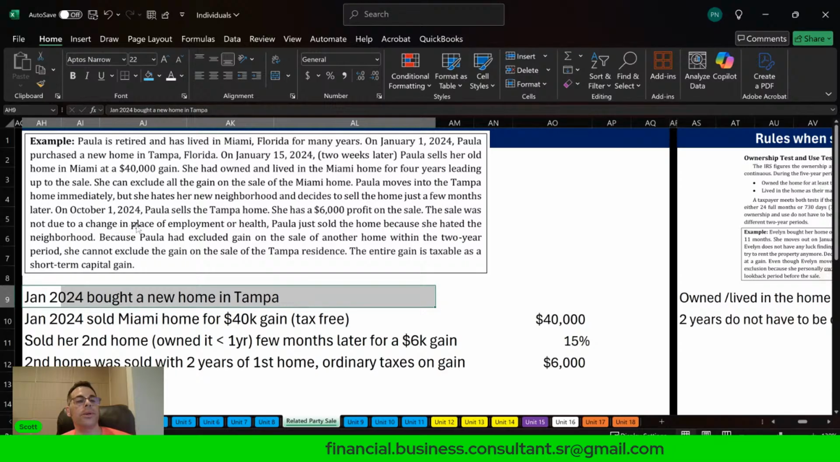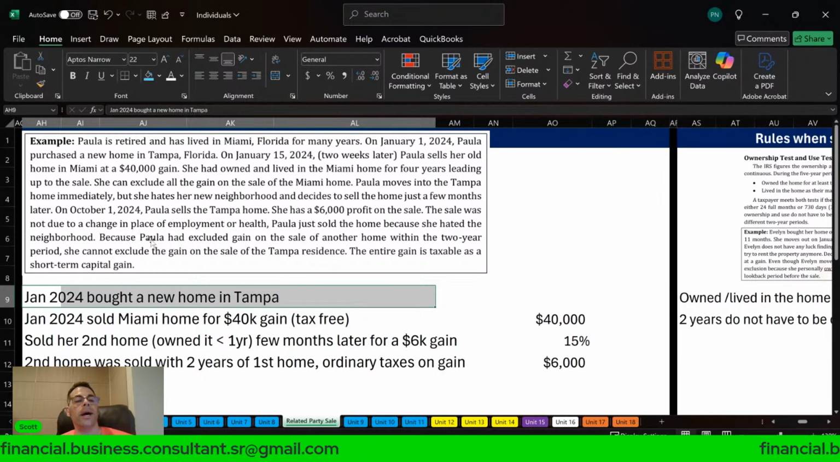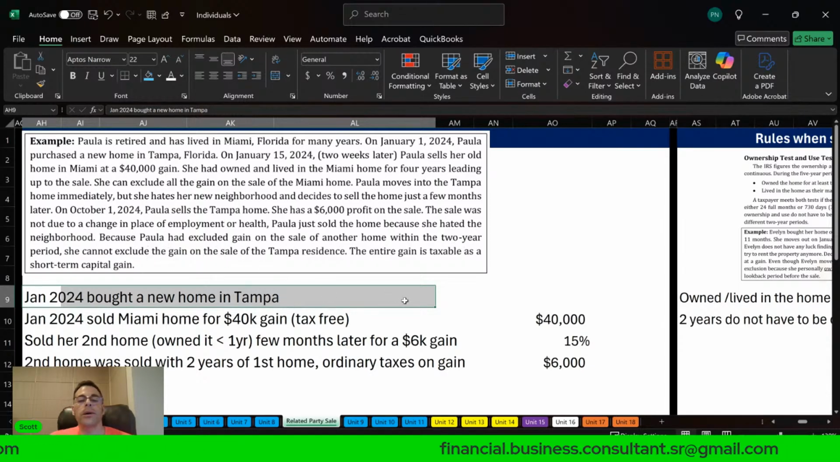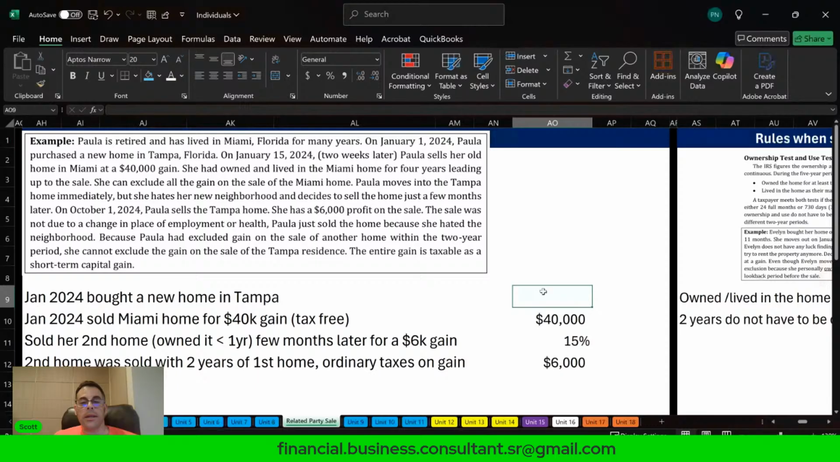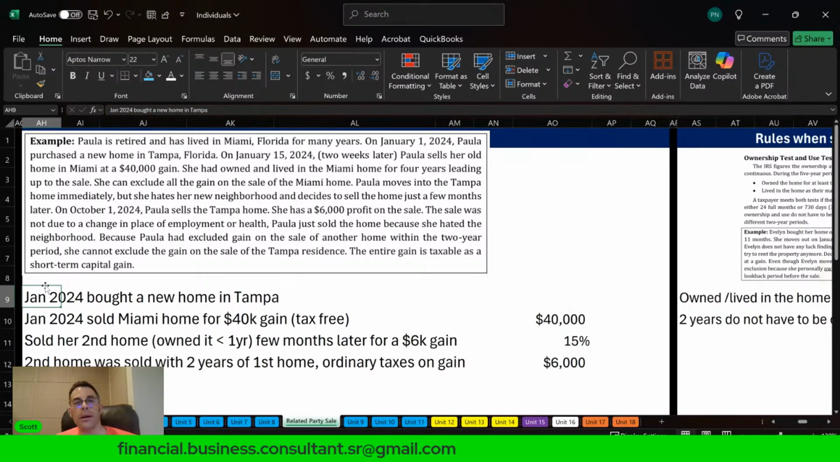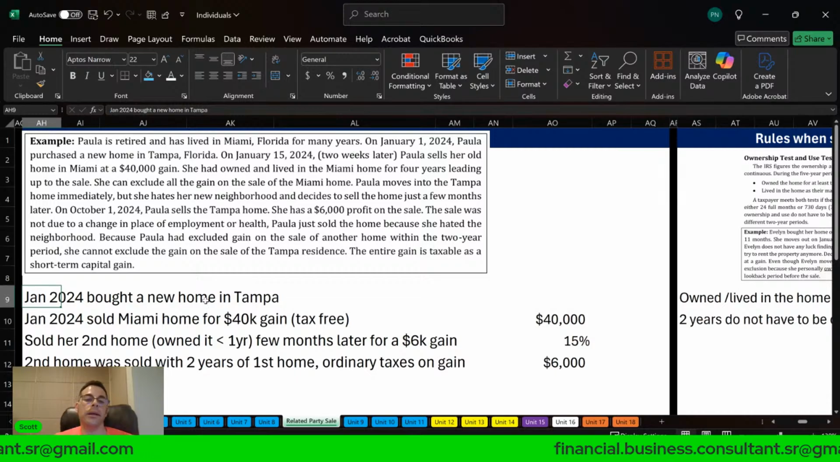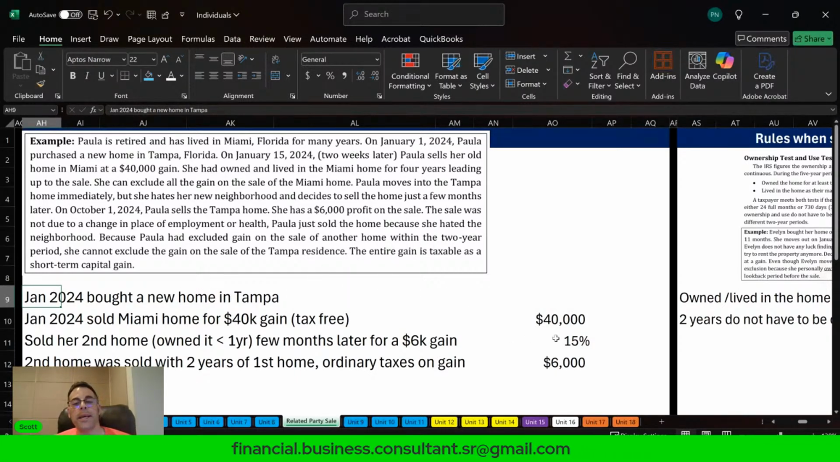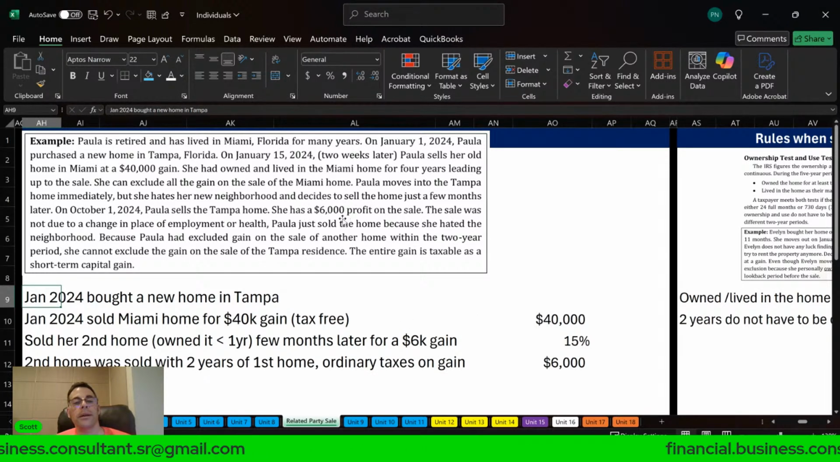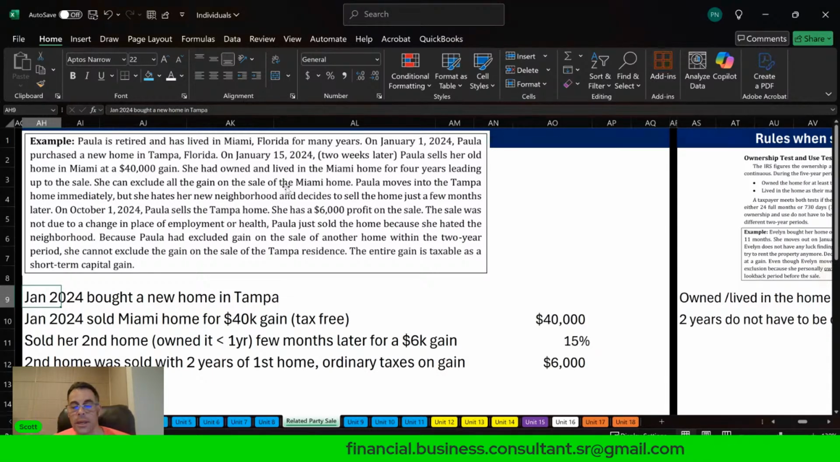Because Paula had excluded gain on the sale of another home within the 2-year period, she can't do it again. If you sell a home and get the tax exclusion, you can't do it again for at least another 2 years. So she has to pay taxes on the $6,000 profit on Tampa. Also, she didn't live in the Tampa home that long, less than a year. She has to live there at least 2 years anyway.